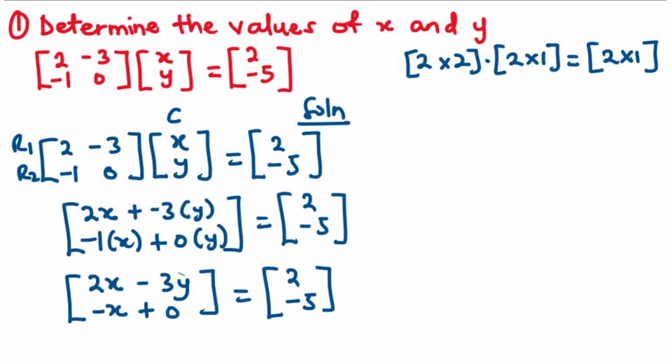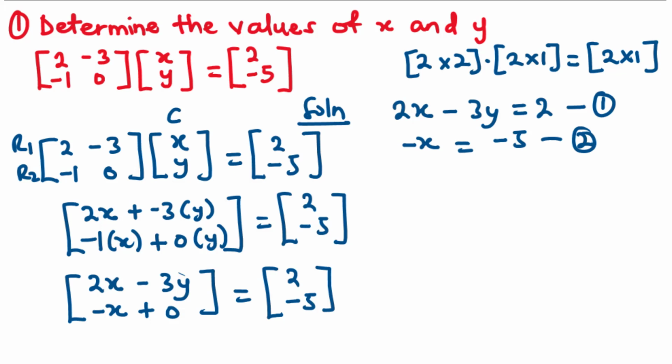Now at this point, the number of rows and columns of the two matrices are equal, so we can equate their corresponding elements to generate two linear equations. So we are going to have 2x minus 3y equals 2. Let's call this equation 1. And then we have negative x equals negative 5. That is equation 2. So for equation 2, we can divide through by negative 1, so that we have x equal to 5.